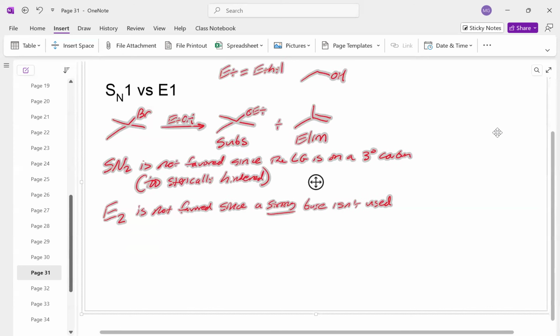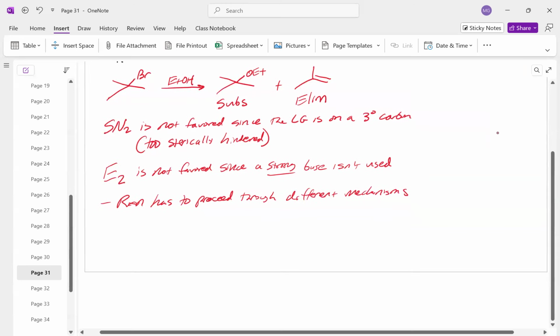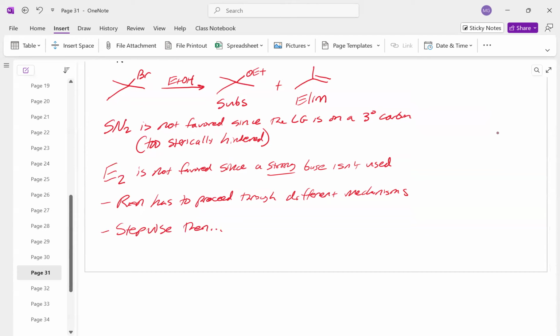So the reaction has to proceed through different mechanisms, not SN2 and not E2. So the mechanism must be stepwise then, where SN2 and E2 were both concerted mechanisms. They happened all at once. Whatever mechanism this reaction on the page is going through cannot be concerted. It has to be stepwise.